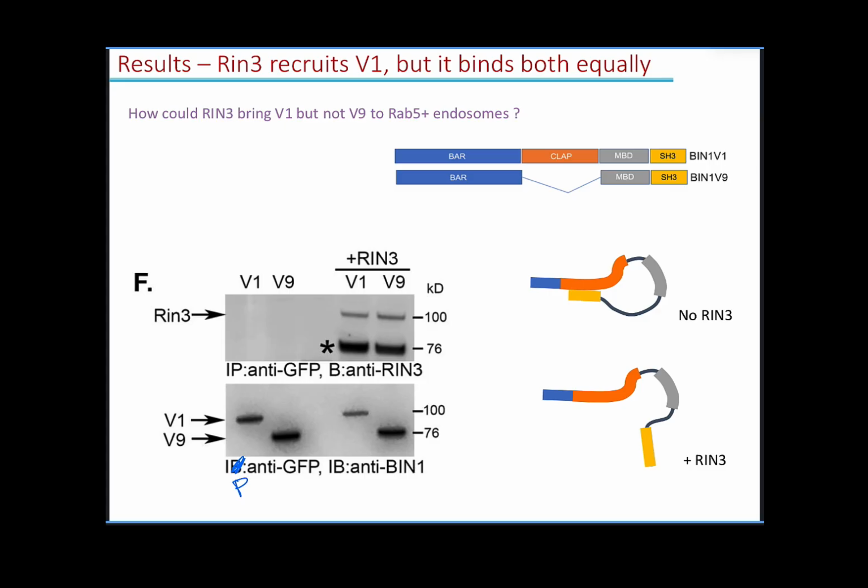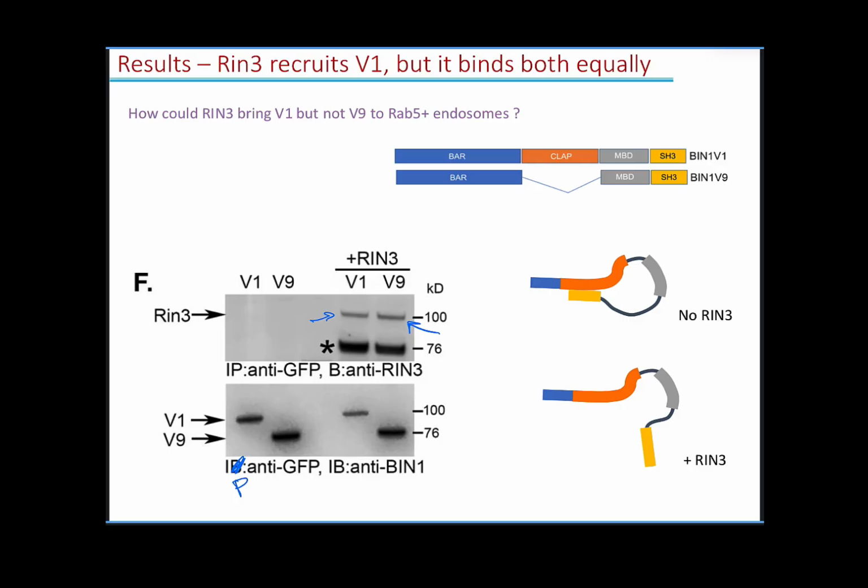The difference between the left side of the panel and the right side of the panel is that on the right side, they added Rin3, right? And when they add Rin3 and they bring GFP down, now they see that Rin3 is coming down with both V1 and with V9. And the amount of Rin3 that is coming down with these BIN1 variants seems to be the same. When they did densitometry and quantified, it was the same amount of Rin3 that was coming down.